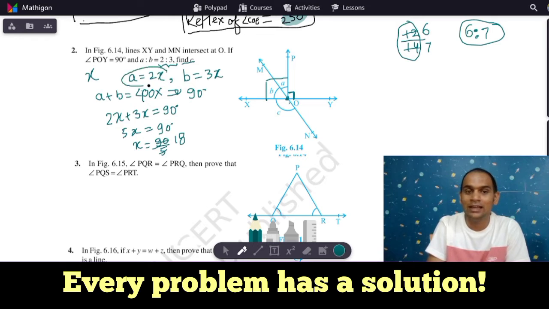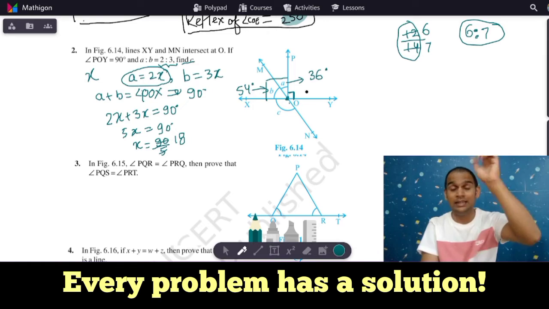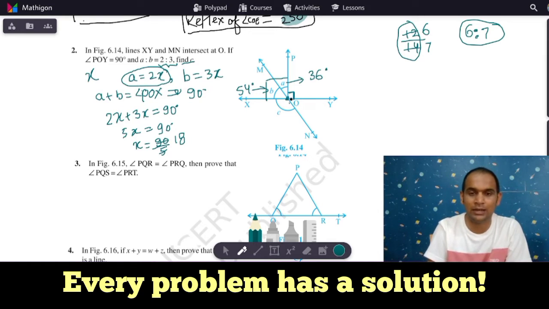Now what will be the angle A? Angle A will be 2 times 18, which is 36. So angle A is 36. Angle B will be 3 times 18, that is 54 degrees. I hope that makes sense very clearly. Let's get going to the next part.